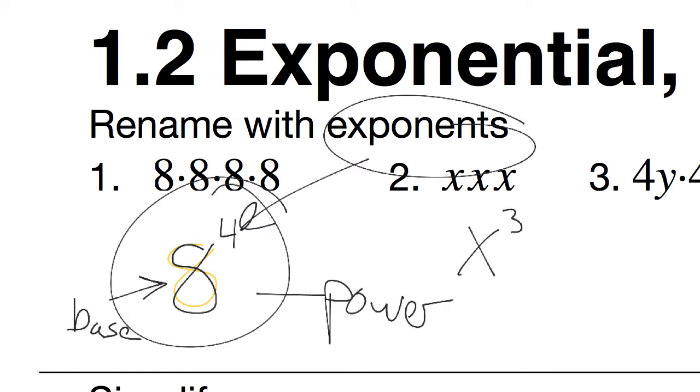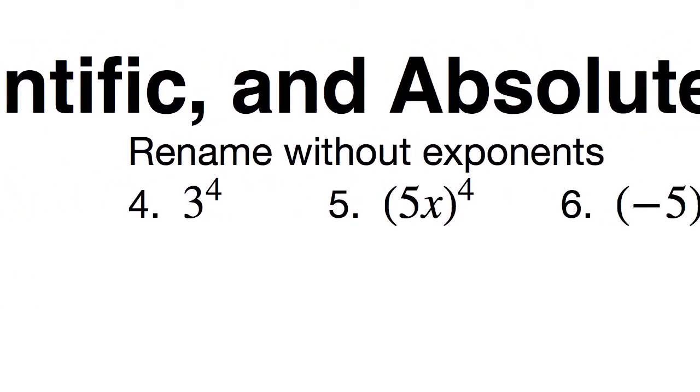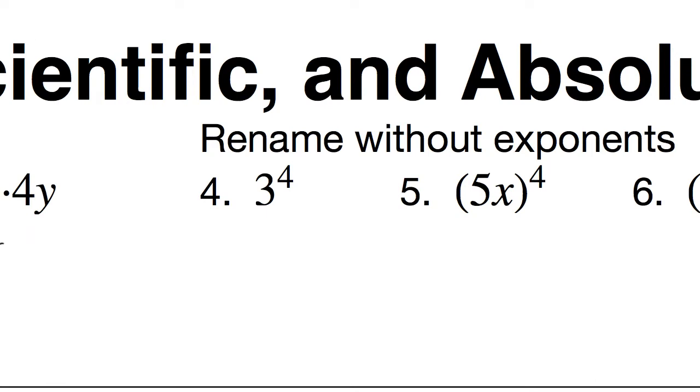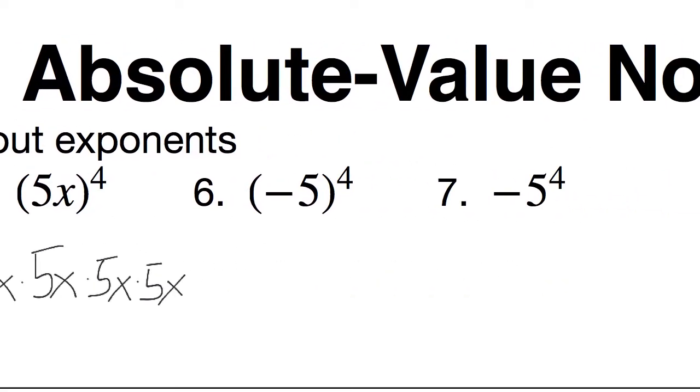Moving right along, this would be 4y to the, how many times is it multiplied by itself? 4 times. Now you can simplify this quite a bit, but we won't right now. We will later. Rename without exponents, that means this could be 3 times itself 4 times, 5x times itself 4 times. Negative 5 times itself 4 times.